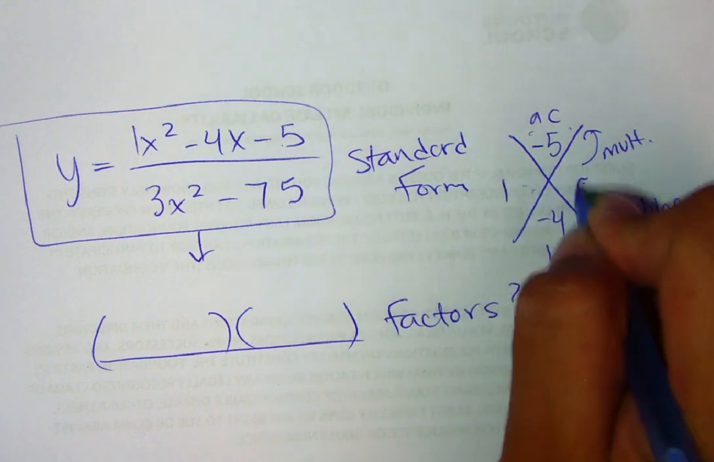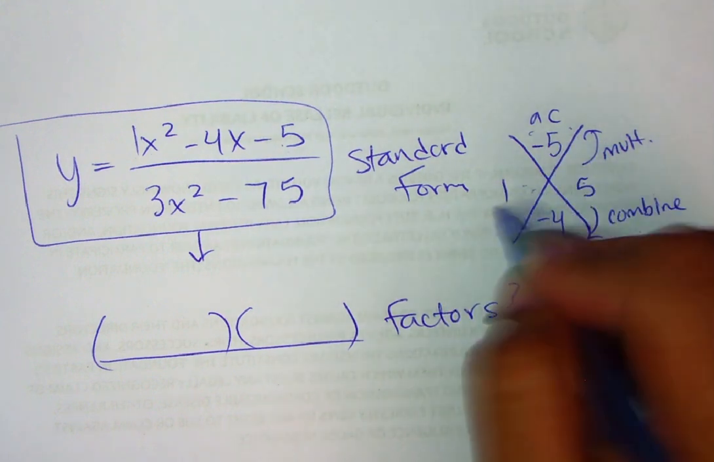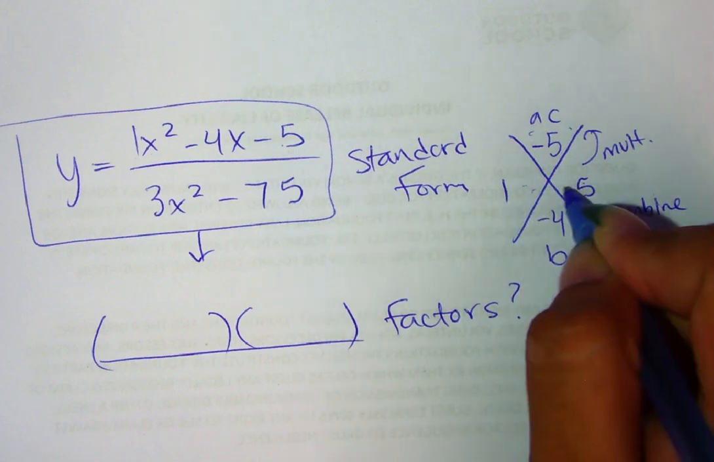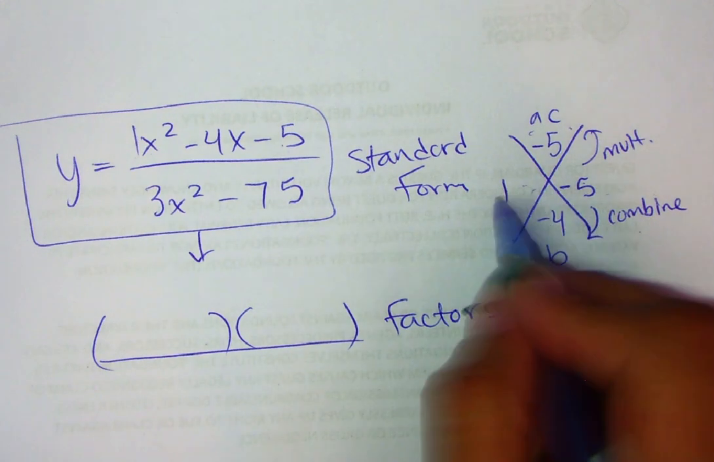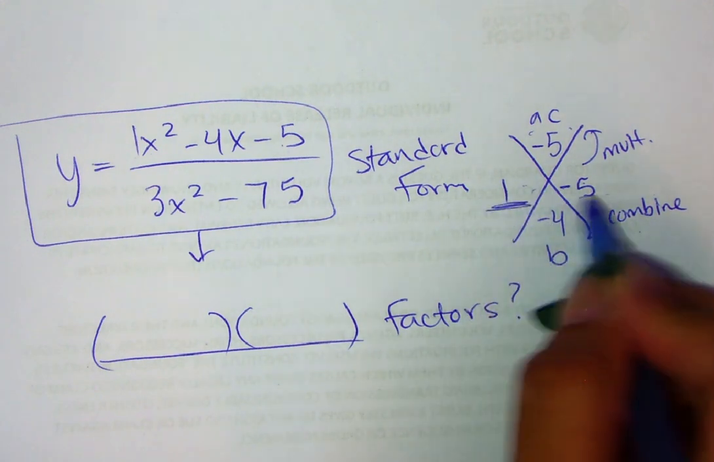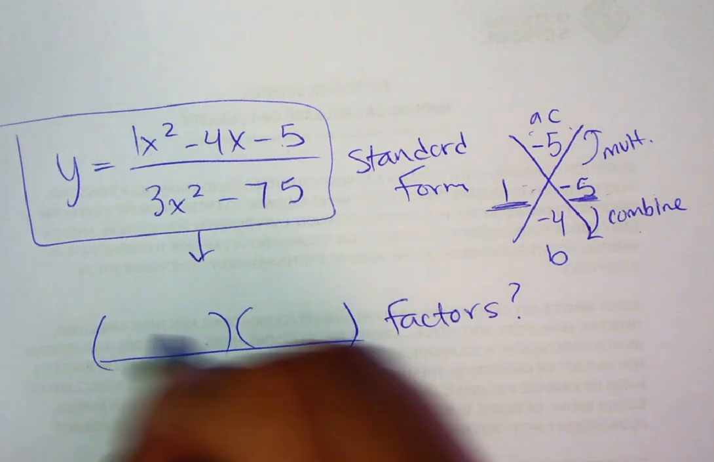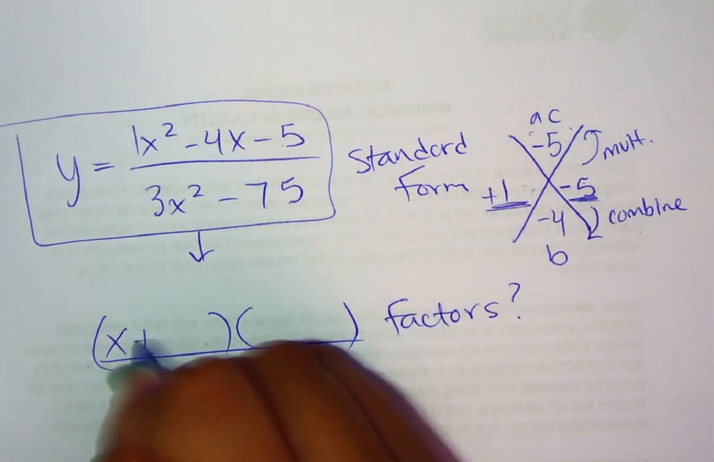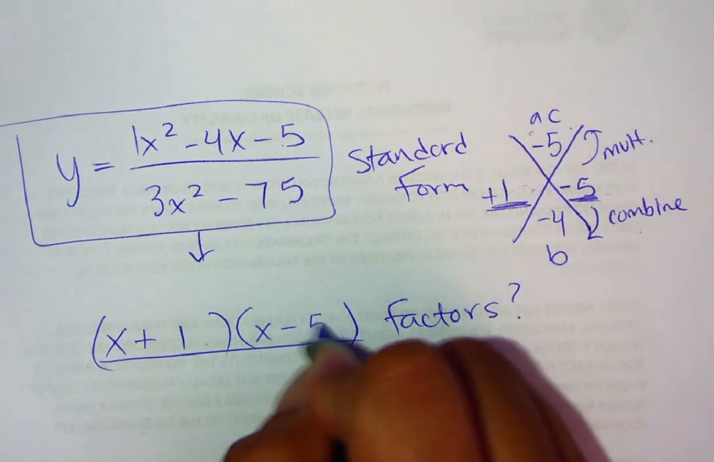So 1 times 5 gives you 5, but we need -5. So that means one of these is negative, and we need -4 as an answer. So it has to be 1 minus 5 to get -4. So these two numbers are the ones we're going to use. And once again, the A is 1, so we can just easily write the factors. This is the positive 1, so x plus 1. And this is a -5, so x minus 5.